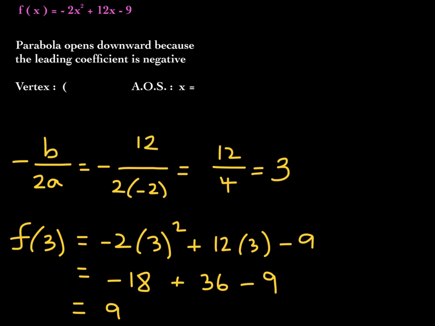as, let's see. So we got 3. So let's write that first. That's our first coordinate here. All right, 3, comma, and then 9. Remember, your AOS is that vertical line that's going right through your vertex, so it's x equal to 3. All right, the parabola is opening downward, and we have our vertex and our AOS. Let's graph what we have so far.